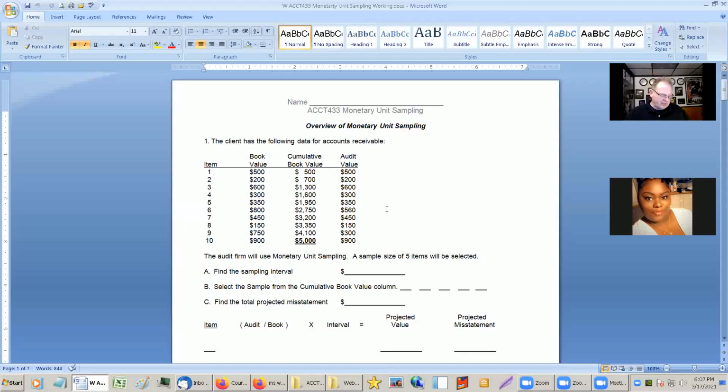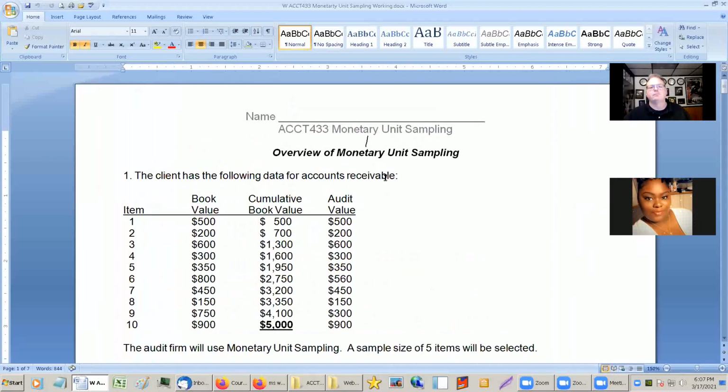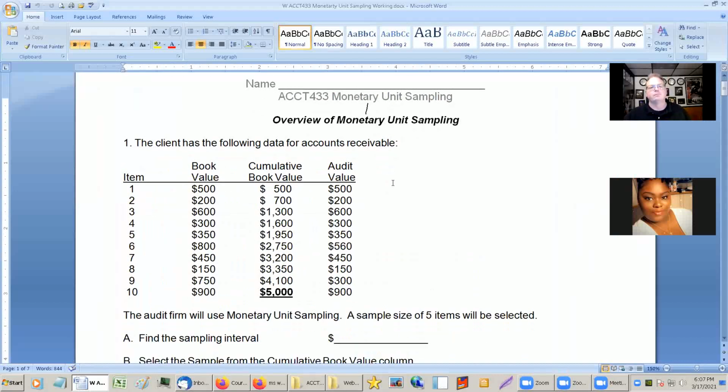Okay, monetary unit sampling. Monetary unit sampling is specific for auditing. It's not used for anything else. Classical sampling, you could use for anything. You could use that to determine how far someone can hit a baseball or whatever it is. You could use those same techniques for almost anything.